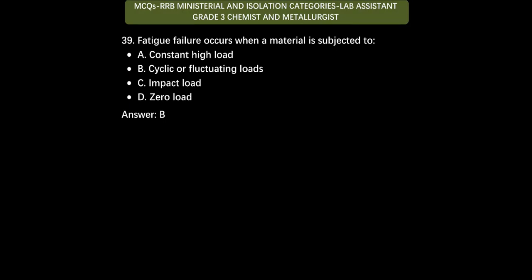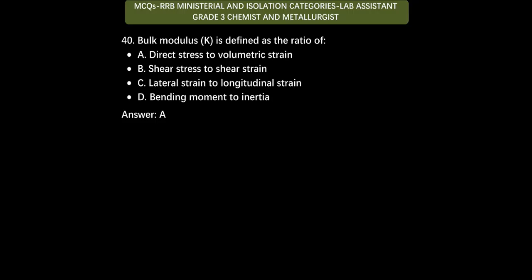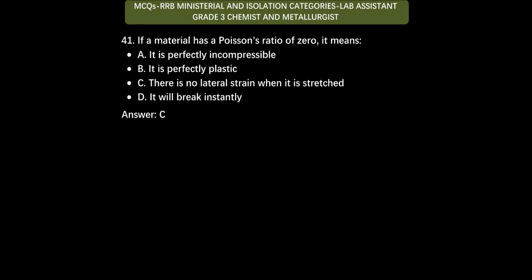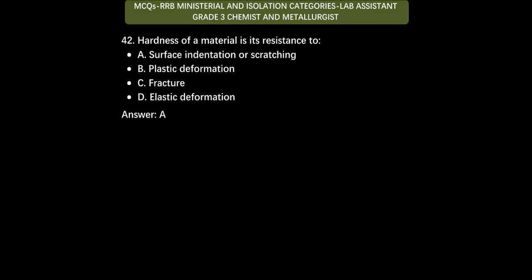Fatigue failure occurs when a material is subjected to option B, cyclic or fluctuating load. Bulk modulus is defined as the ratio of option C, direct stress to volume strain. If a material has a Poisson ratio of 0, it means option C, there is no lateral strain when it is stretched. Hardness of a material is its resistance to option A, surface indentation or scratching.